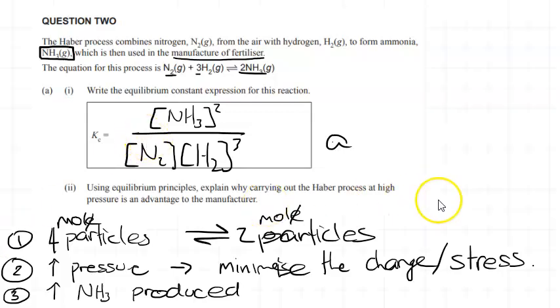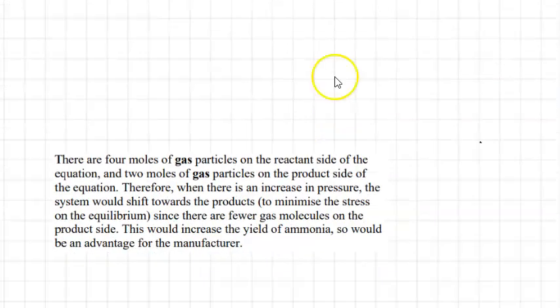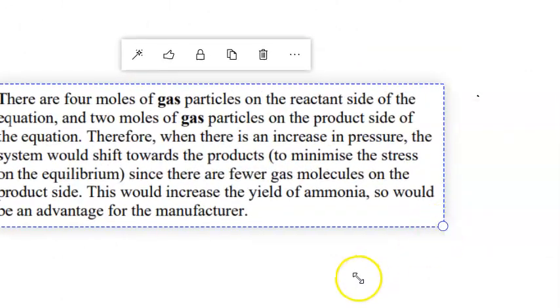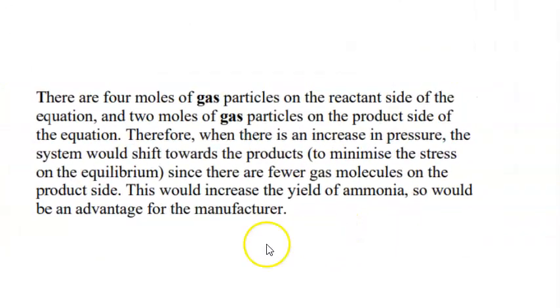So let's have a look at what the model answer is for this question. So there are 4 moles of gas particles on the reactant side of the equation and 2 on the product side. Therefore, when there is an increase in pressure, the system will shift towards the products to minimize the stress on the equilibrium, since there are fewer gas molecules on the product side. This would increase the yield.